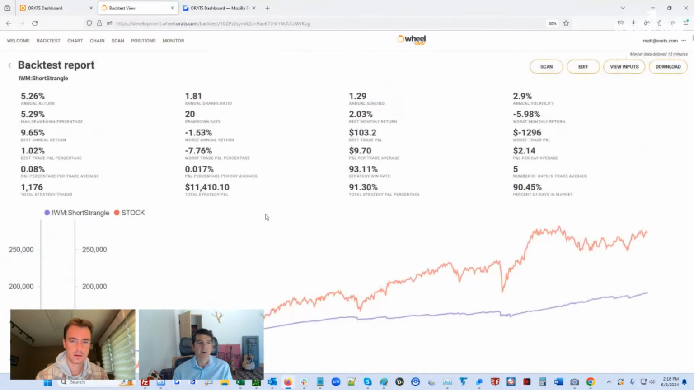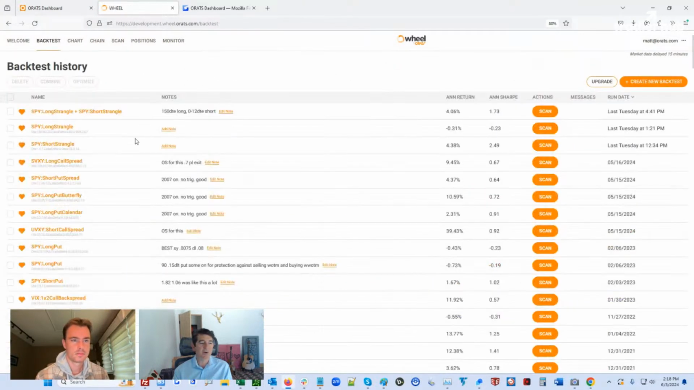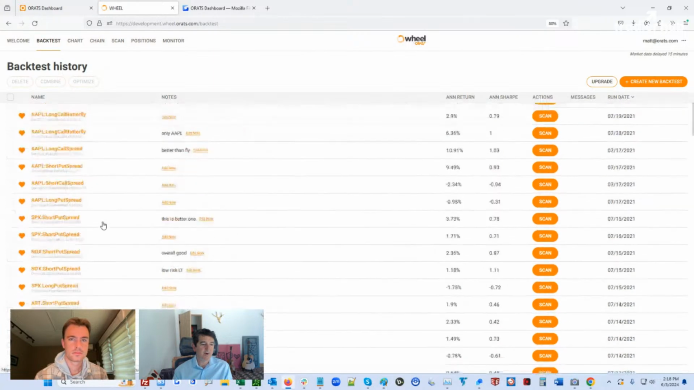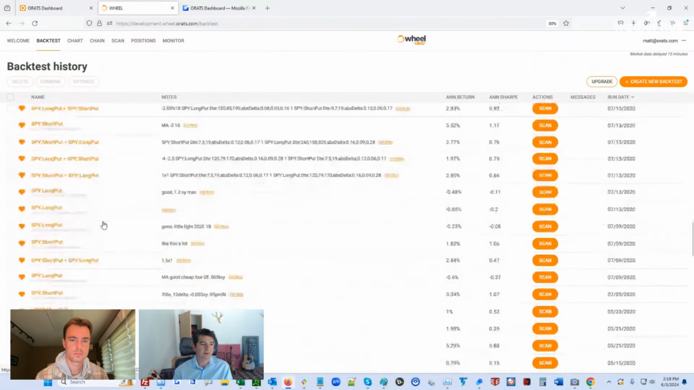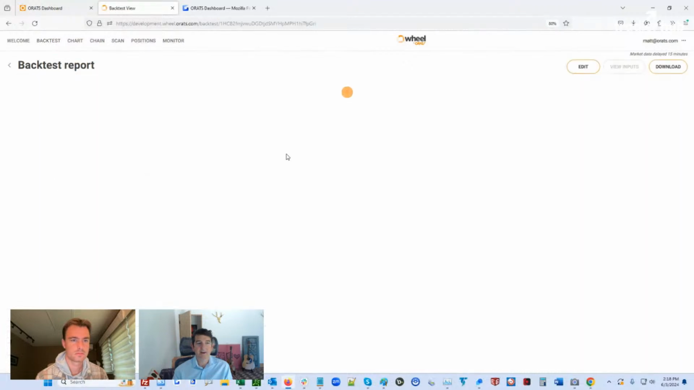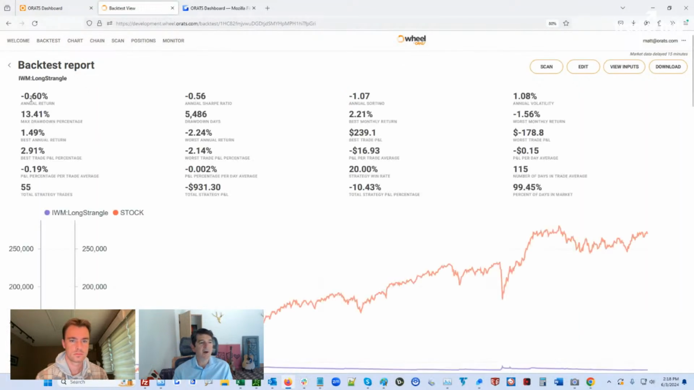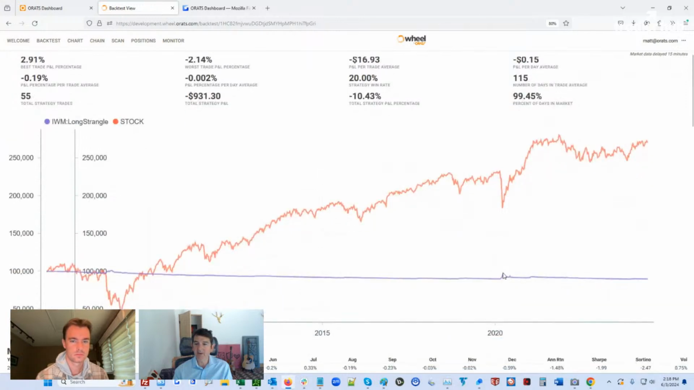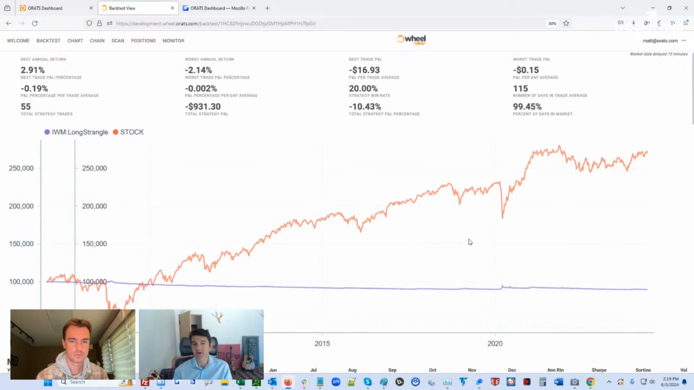So that's the short strangle. The long strangle is going to allow you to do this without much cost. It's less than 1% loss. It blips up when you do poorly, like when the market's down hard, this one does decently.